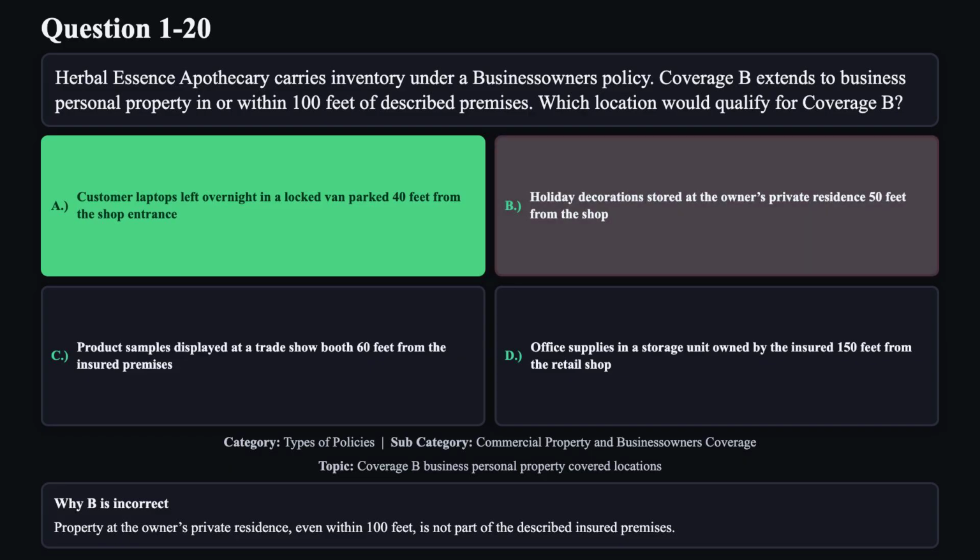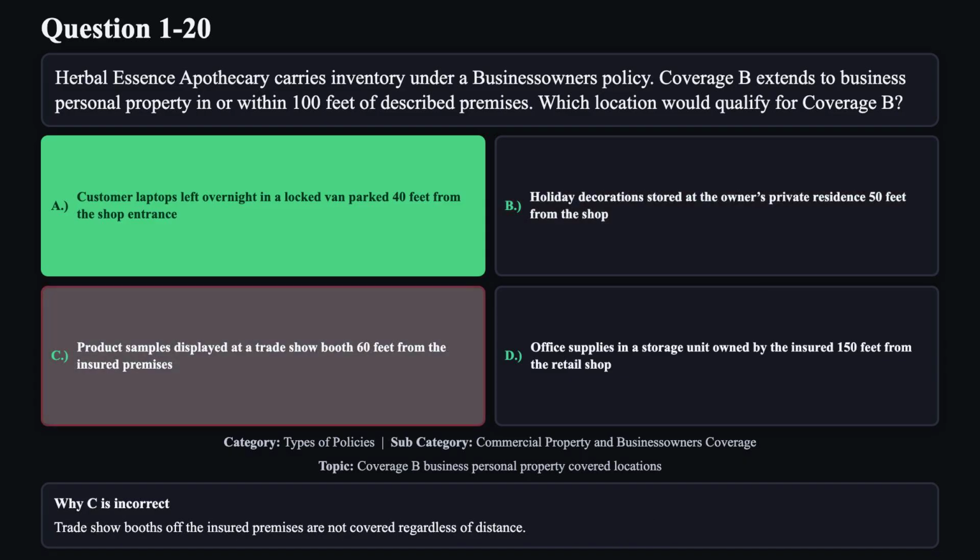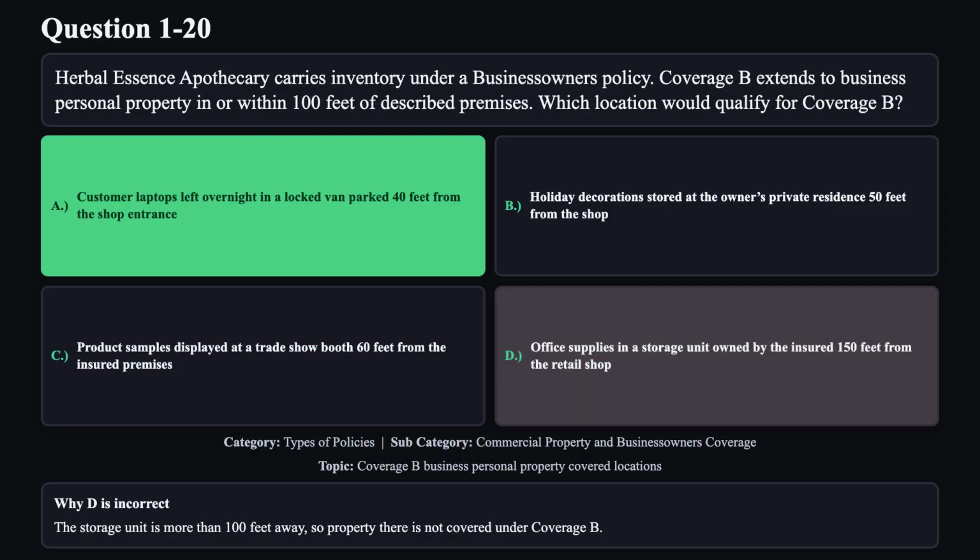Reason B is not correct. Property at the owner's private residence, even within 100 feet, is not part of the described insured premises. Reason C is not correct. Trade show booths off the insured premises are not covered regardless of distance. Reason D is not correct. The storage unit is more than 100 feet away, so property there is not covered under coverage B.